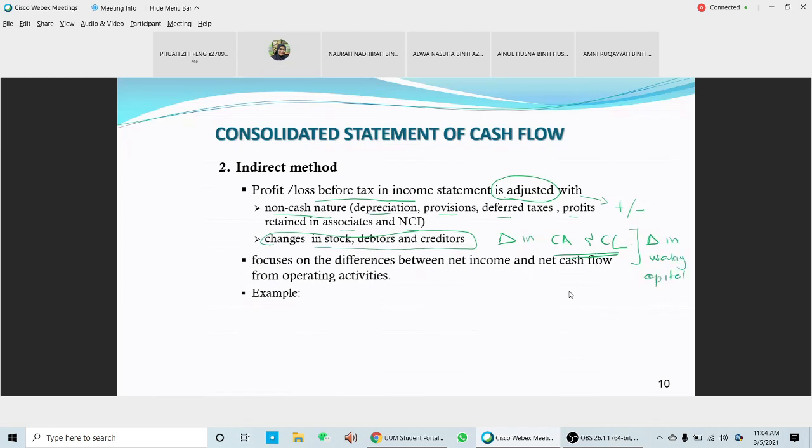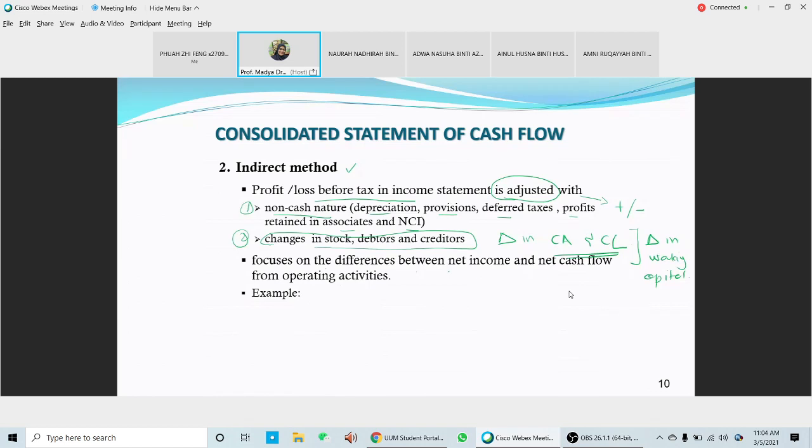Okay, so we're going to focus on the difference between net income and net cash flow from operating activities. Most of the time we use the indirect method here because we already have the income statement. From the income statement, we need to make adjustments. The first adjustment is related to non-cash items. The second adjustment is for working capital. Working capital refers to the changes in current assets and current liabilities, meaning the items that you have in your statement of financial position.